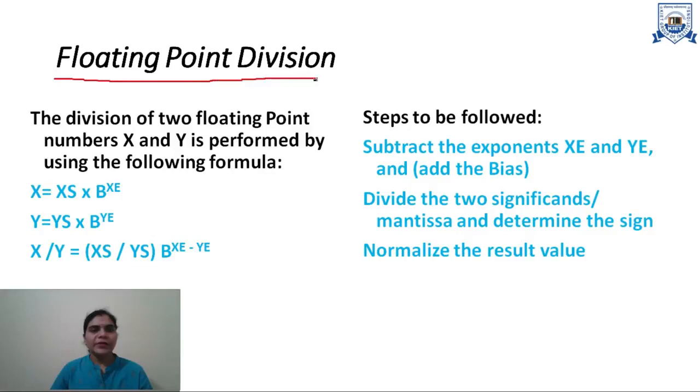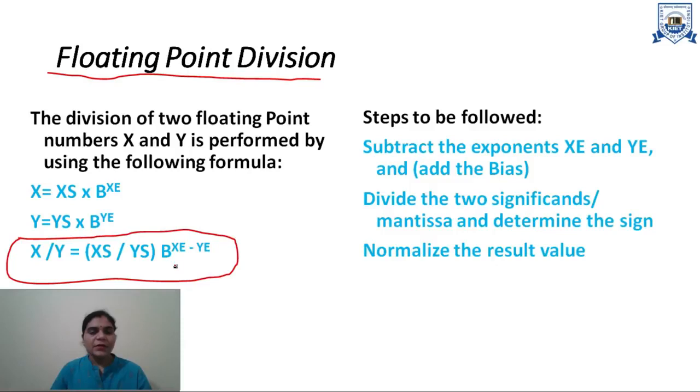Floating point division. The division of two floating point numbers x and y can be performed by using the following formula. Here we subtract the two exponents and we divide the significand of x by the significand of y. For performing floating point division, the following steps will be used.